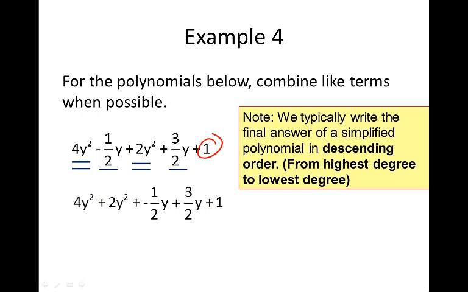Now I can combine my like terms, right? So I've got the 4y squared, 2y squared gives me the 6y squared, and the -1/2 y plus 3/2 y is just a plain old 1y plus 1. Yes, you can have a 1 there, and that'd be fine. I typically don't write it though.